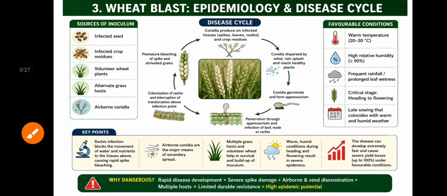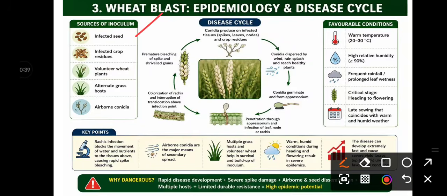Okay. Next, about the source of inoculum. Just similar to the rice blast. It is carried by the infected seed, and also present in the infected crop residue. This is the primary source of inoculum: infected seed, crop residue, volunteer wheat plants, alternate grass hosts or weed hosts. And airborne conidia act as the secondary source of inoculum. Okay, these are primary sources, this is the secondary source.